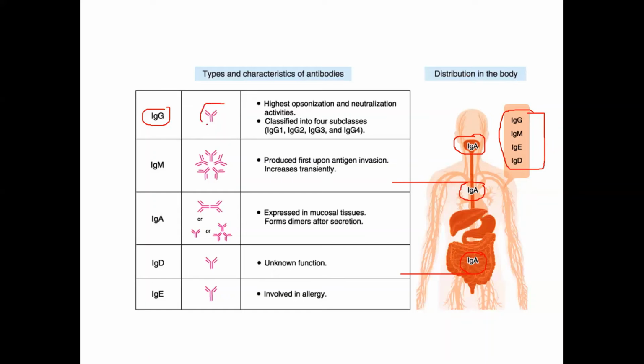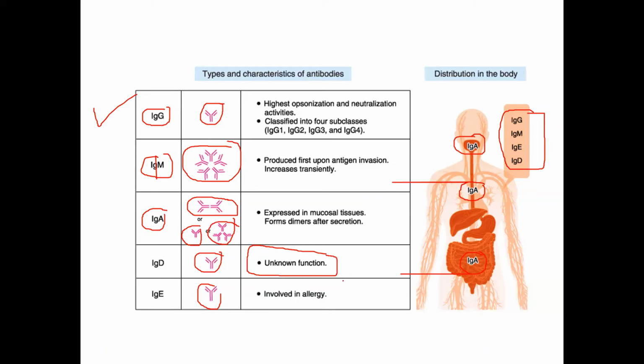IgG, for example, has a simple structure. IgM is the most complex structure, like a flower. IgA could be diverse, like mixing two IgG together or three IgG together. IgD and IgE are also very similar to IgG, but we still do not know the function of IgD. IgE, we know, has an important function in allergic reactions. IgA is anywhere you have mucosal tissue, and IgM is produced in the antigen invasion.